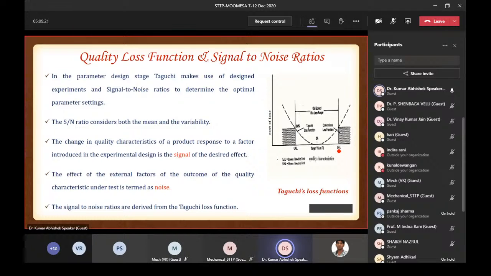that if I am wearing a shirt, the target value of the size is 40, and here it is the LL and this is the UL. If I am going to wear a size 39 shirt, then what will happen? It is going to fit me somewhat tight.